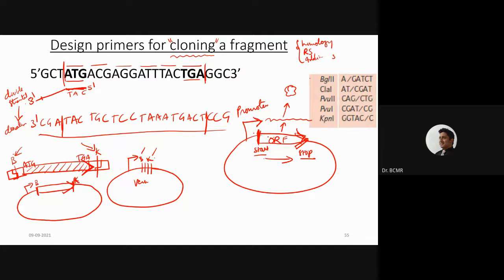If polymerization occurs, it will happen in this way. It's not right. That is wrong. So we cannot use that. Right? I hope you understood that.